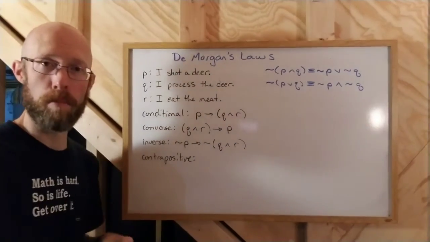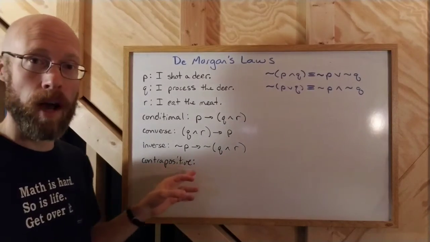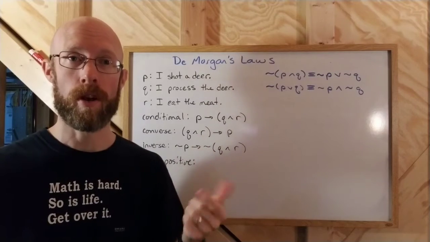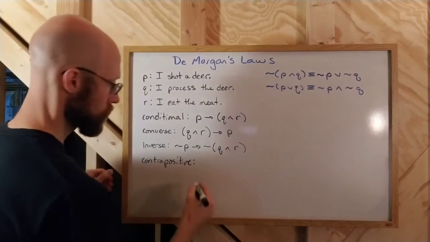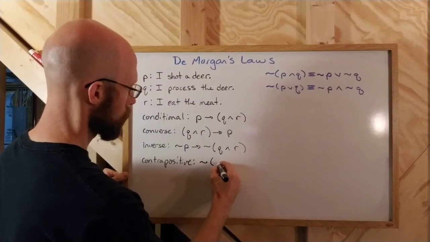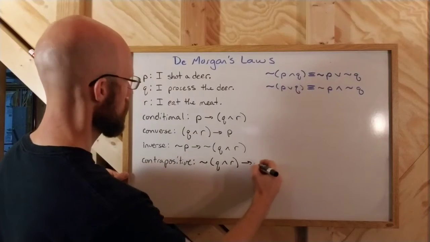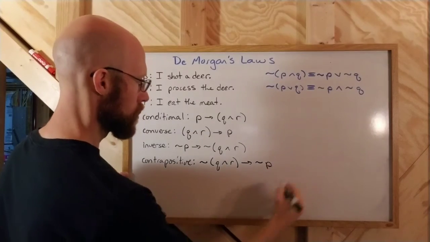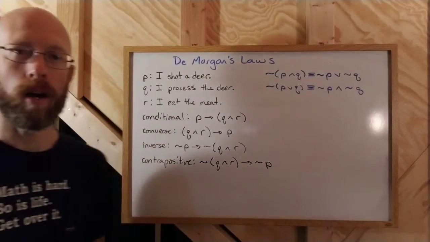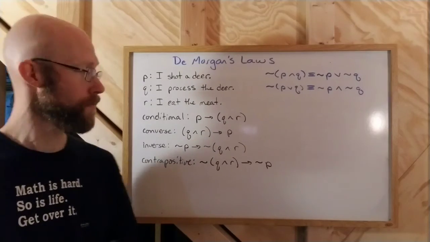All right, so you negate both the antecedent and the consequent. And the contrapositive occurs when you do both. You reverse the order and negate them. Okay, so you'd say, if I did not process the deer and eat the meat, then I did not shoot a deer, right? And so these are our four statements that are variations of the conditional.